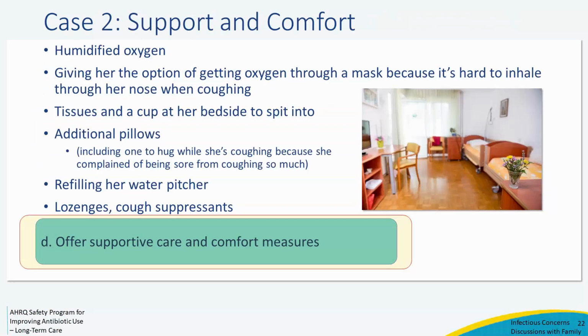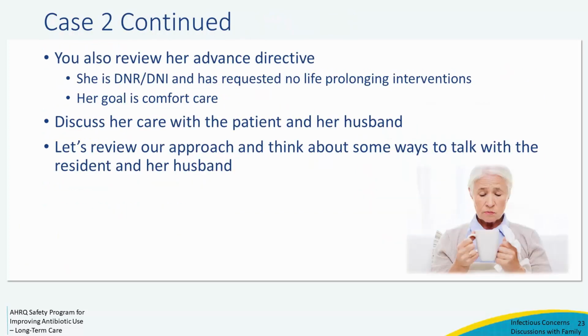Before leaving the room, you offer comfort and support and some other supportive measures, including humidified oxygen, giving her the option of getting oxygen through a mask because it's hard to inhale through her nose when coughing, tissues in a cup at her bedside to spit into, additional pillows, including one to hug while she's coughing because she complained of being sore from coughing so much, refilling her water pitcher, lozenges, cough suppressants. You also review her advance directive. She is DNR/DNI and has requested no life-prolonging interventions. Her goal is comfort care.